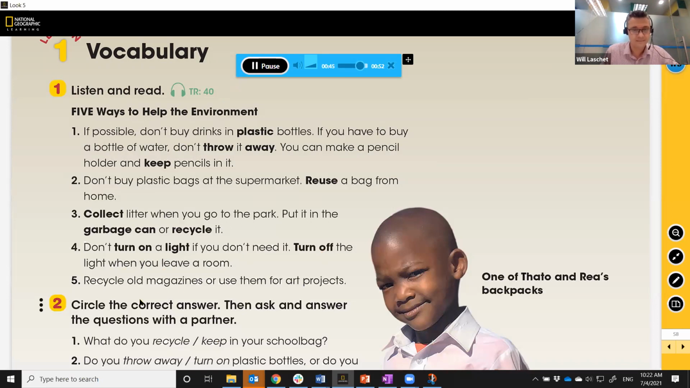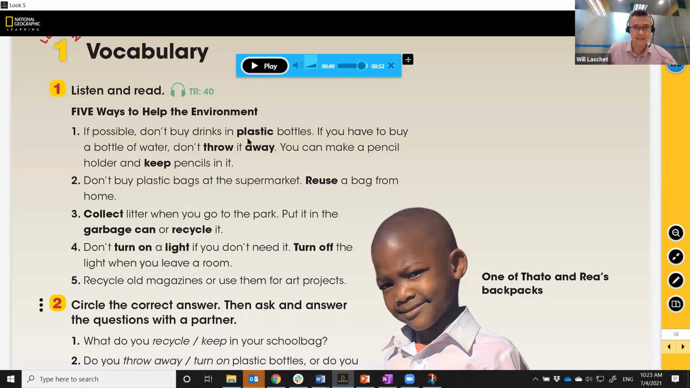5. Recycle old magazines or use them for art projects. Okay, and the last one, again, it's using this word recycle. Recycle old magazines. What are magazines made of? We mentioned this just now, they're made of paper. So we said, didn't we, that we can send this back, they can pulp the paper and then they can make it into new paper. That's right. Or it says here we can use them for art projects. So maybe we can cut up the magazines and make them into something new and something beautiful. Okay, very nice.